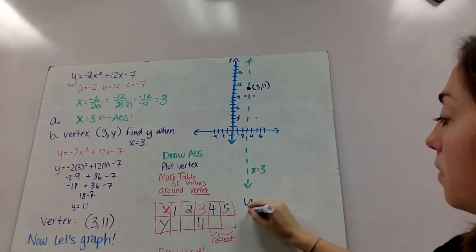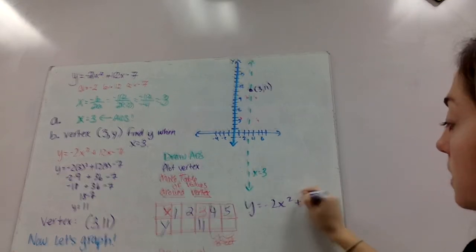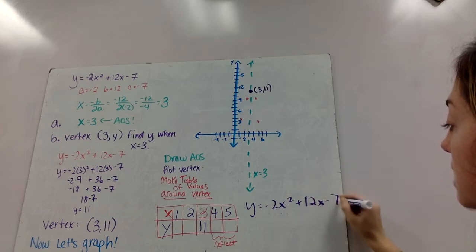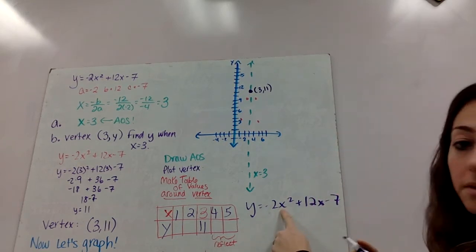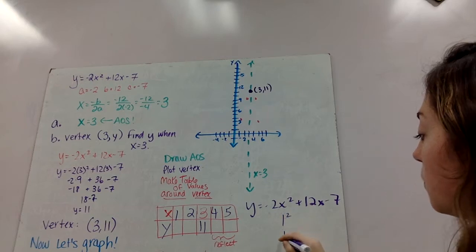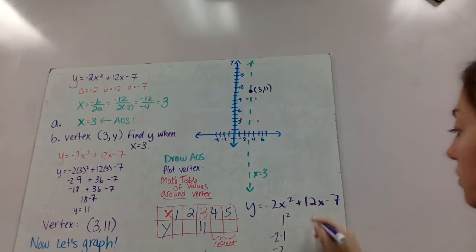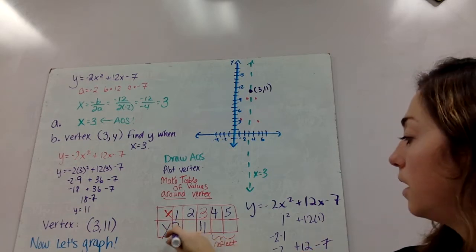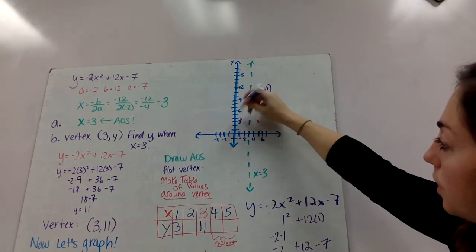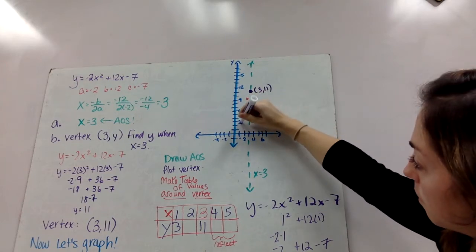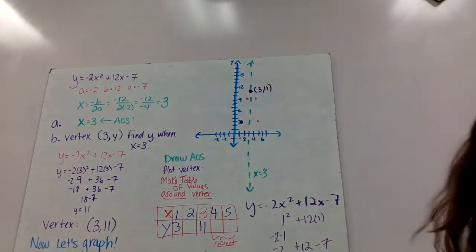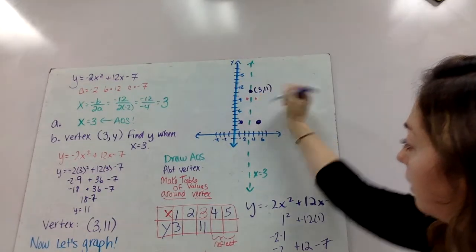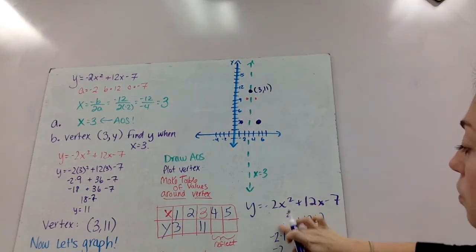So I have my equation, y equals negative 2x squared plus 12x minus 7. I'm plugging in 1 for x, right? 1 squared is 1. 1 times negative 2 is negative 2. 12 times 1 is 12, and minus 7. Negative 2 plus 12 is 10. 10 minus 7 is 3. So that's my point (1, 3) right there. And then my reflective point is on that other side. It's actually already there.